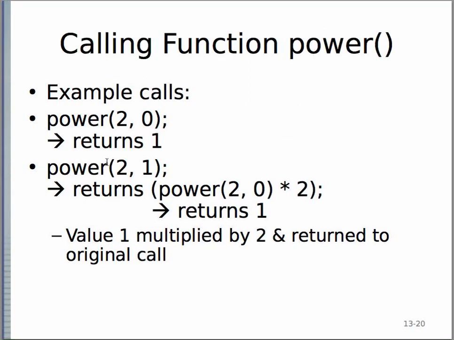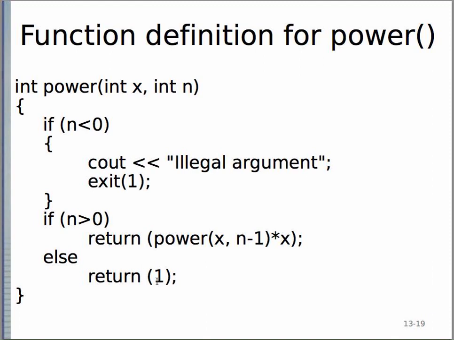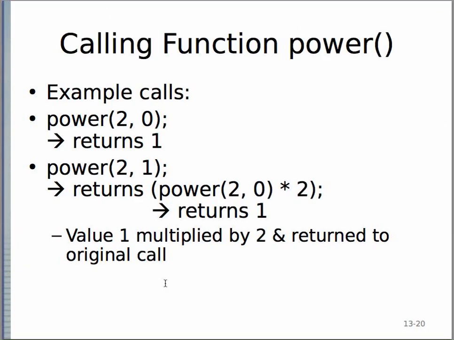Okay. So if you call 2 raised to the power 0, it should return 1. How do you get 1? Because of this thing. The base case will return 1. Anything raised to the power 0 is 1. Mathematically, that's true, so that's why we're okay with doing this. If you raise 2 to the power 1, it will call power of 2 to the power 0 times 2. 2 to the power 0 is 1, and 1 times 2 is 2, and so it should return 2. That makes sense. 2 to the power 1 is just 2.